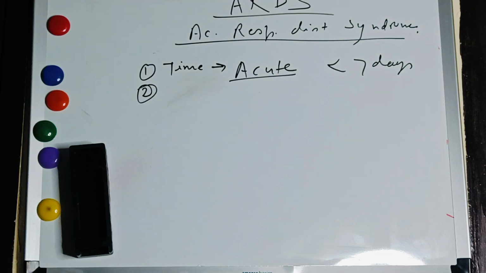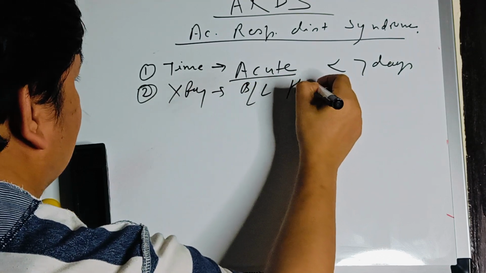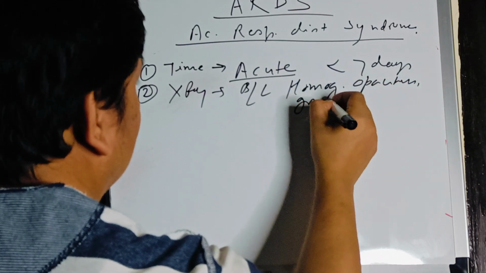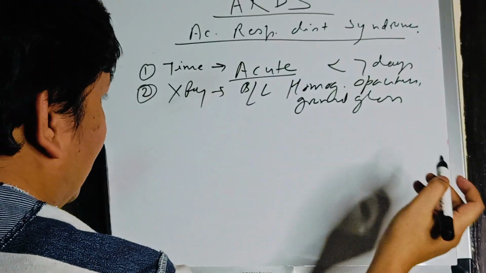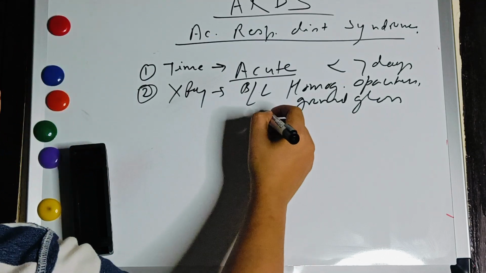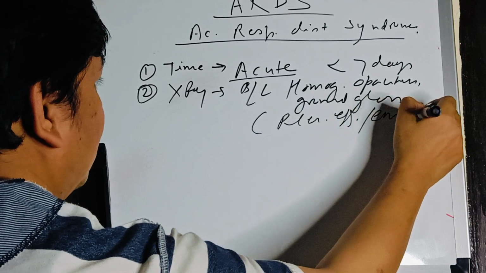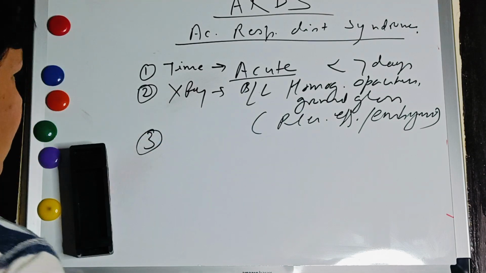Second one is the X-ray: bilateral homogeneous opacities, ground glass appearance. In X-ray, there has to be ground glass appearance and homogeneous opacities. There should not be evidence of pleural effusion or empyema or a nodule.